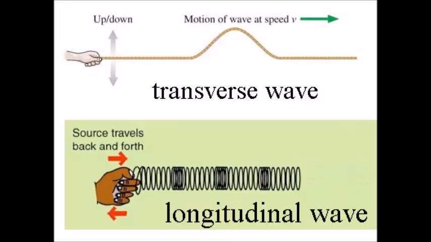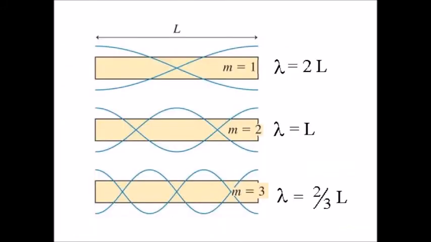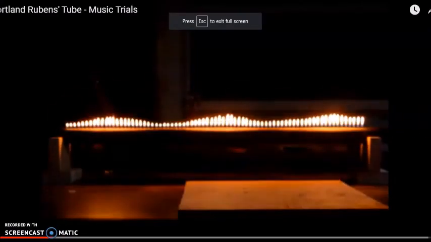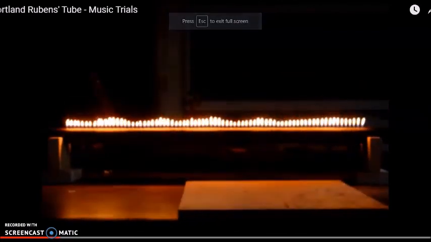And that may be true for transverse waves, but does it work for longitudinal waves also? Yes, according to this diagram. Yes, according to this applet. See, the air molecules are moving back and forth, and we have nodes and antinodes. We have standing waves here, and if you don't believe me, Google Rubens' tube, and you can see here we have gas on fire in a tube with speakers on either end, and the right notes in the music make standing waves.